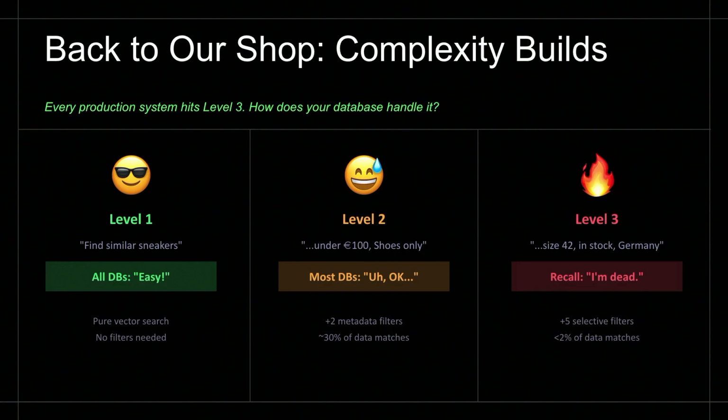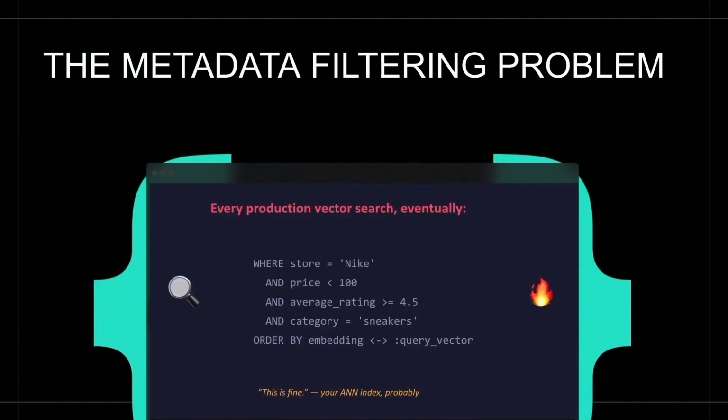Now you go into level 3. When you scale up, you go into level 3. So you add more filters, and you have a highly selective query. So basically the recall is going to be dead in this case. Metadata filtering is one of the problems that we face in production. So that is the level 3 issue that we saw earlier. So you have 5 different filters and you probably think it works, but it might not.